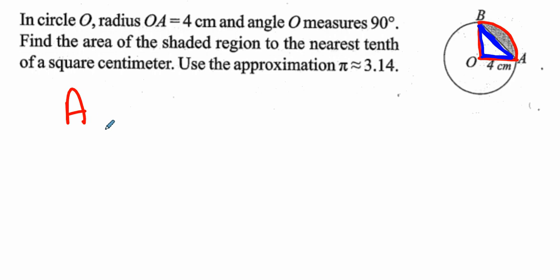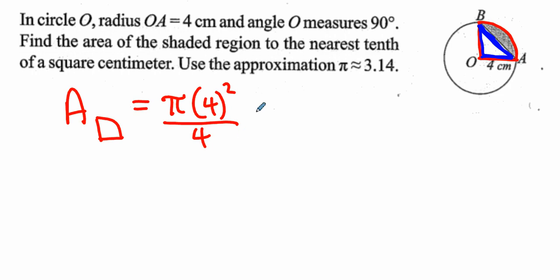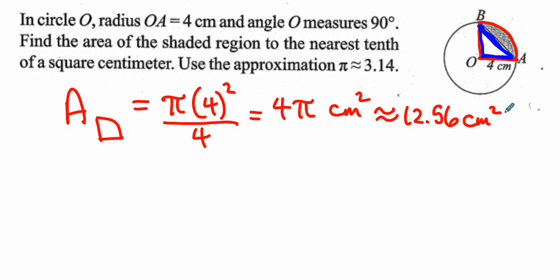So what's the area of a quarter circle? Well, the area of a quarter circle would be pi times radius squared, but we only want a quarter of that. So radius is 4, and so this turns out to be 4 pi square centimeters. That's approximately 12.56 square centimeters.